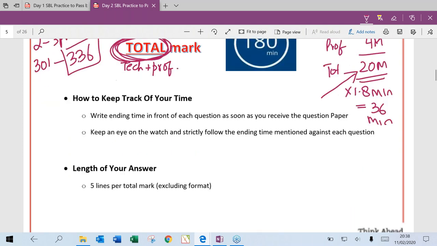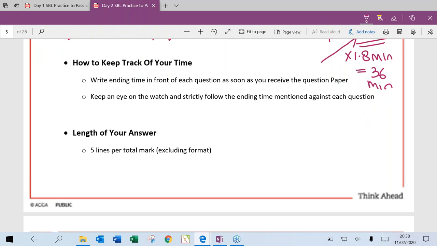Now, the next thing is length of your answer. I believe that time management is dependent on length management. Did you get that? Okay, let me repeat. I believe that time management is dependent on length management. The more you write, the more time it will take. So it is my personal view that there's nothing called time management. If you want to control your time, it has to be length management. If you know how much to write, most likely you will fit under the time. But if you don't know how much to write, and you keep on writing and writing, definitely your time management will get out of control.